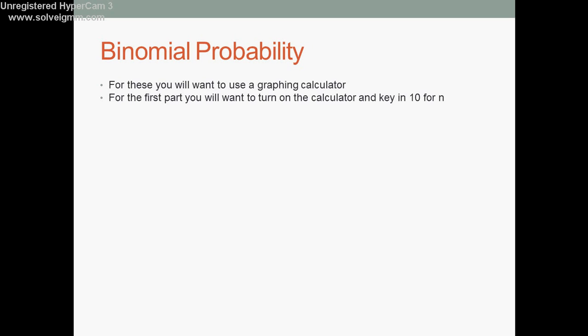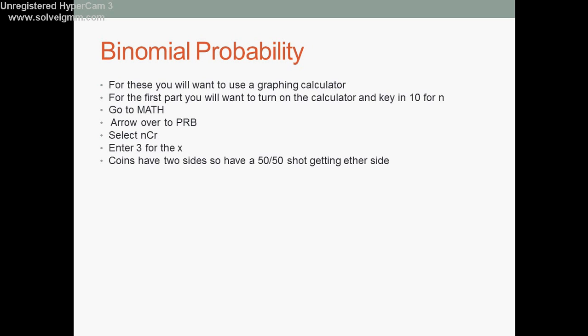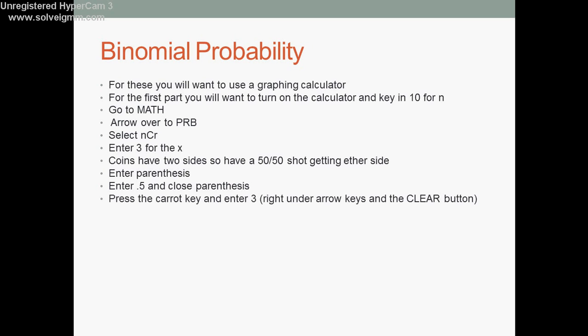For the first part, you will want to turn on the calculator and key in 10 for n. Go to Math, arrow over to PRB, select nCr, enter 3 for the x. Coins have 2 sides, so they have a 50-50 shot of getting either side. So that gives you a 0.50 chance. Enter the parentheses. Enter 0.5 and close the parentheses. That is the 50-50 shot. Press the caret key and enter 3. And remember that is under the arrow keys and the clear button.